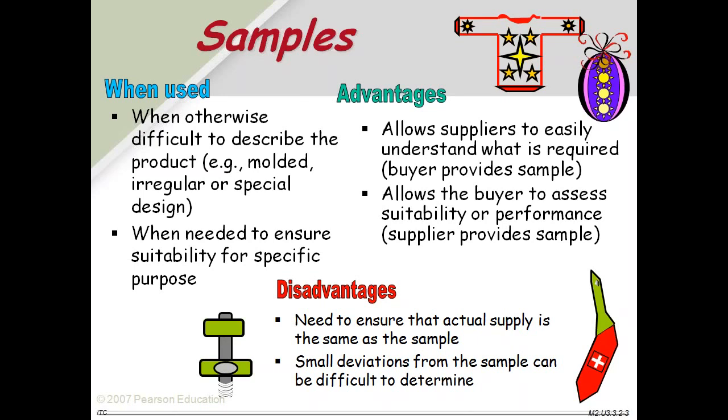The advantage of a sample is that it allows the supplier to easily understand what is required, because you give them a sample. It allows the buyer to assess the suitability. But the disadvantage is that you have to very much ensure that the item supplied matches the sample. Small deviations from the sample can be difficult to determine. Sometimes if the sample is lost, you have difficulty knowing whether the supplies match your expectation.